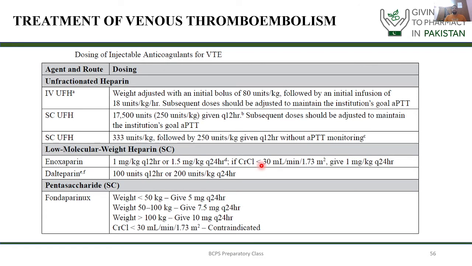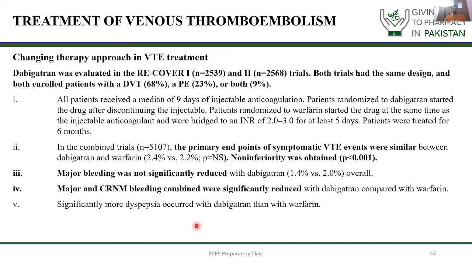If the creatinine clearance is less than 30, we continue with 1 mg per kg every 24 hours. For dalteparin, we use either 100 units per kg every 12 hours or 200 units per kg every 24 hours. For fondaparinux, we use weight-based dosing: if a patient is less than 50 kg, give 5 mg every 24 hours; 50 to 100 kg, 7.5 mg; more than 100 kg is 10 mg every 24 hours. If the creatinine clearance is less than 30, fondaparinux is not indicated.